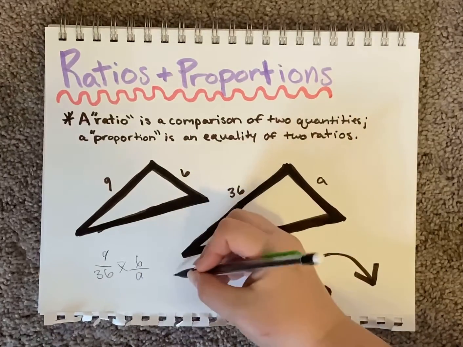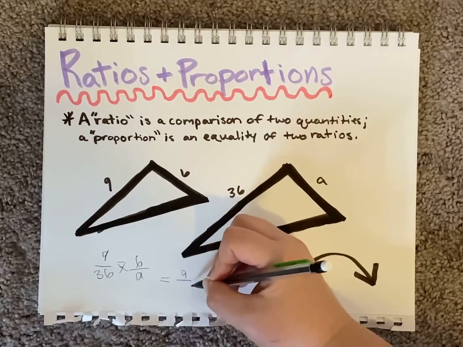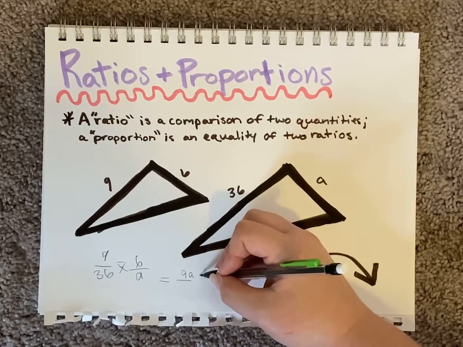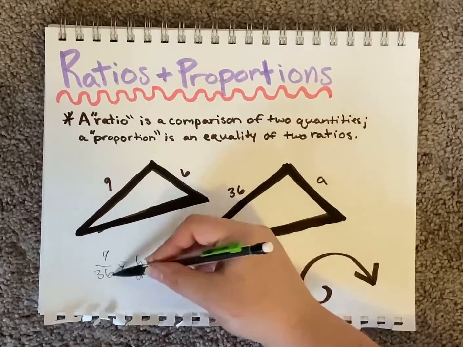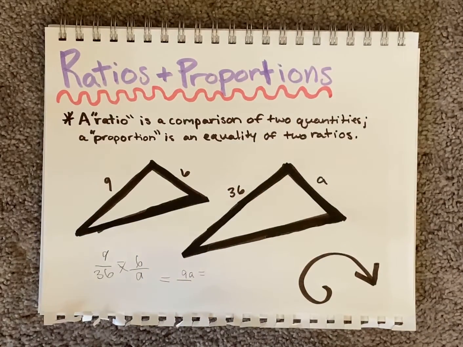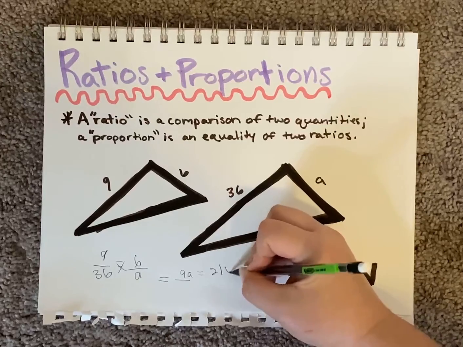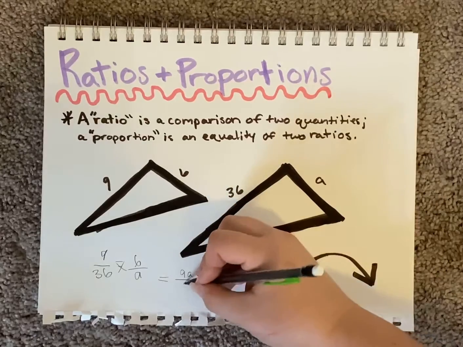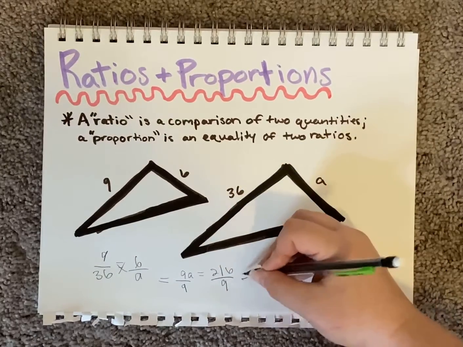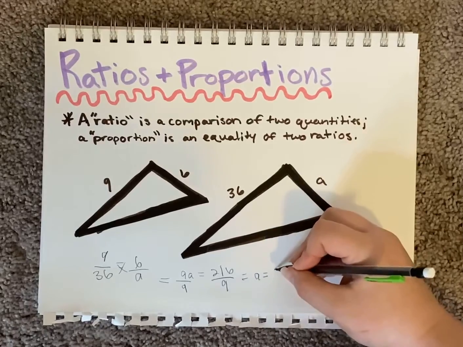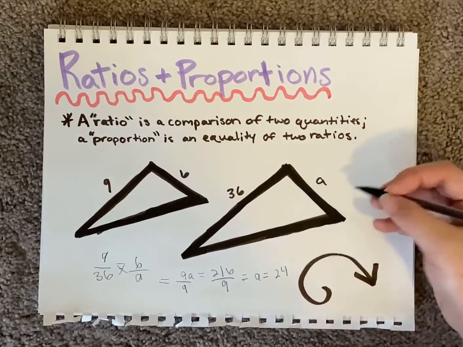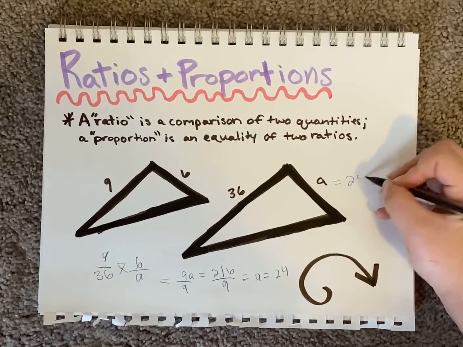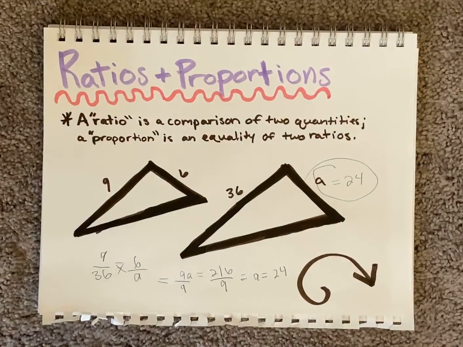So 9 times A would equal 9A, equal to 6 times 36. And if you do that calculation, that equals 216. If you just divide 216 and 9A by 9, you get A equals 24. So your missing side would equal 24. And that's how you can use ratios and proportions to find a missing side for a similar triangle.